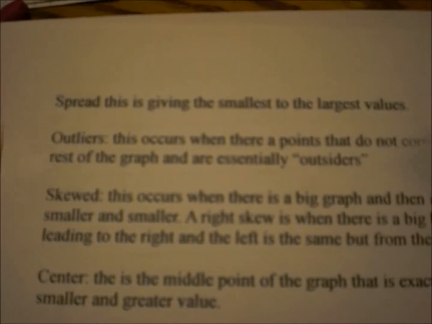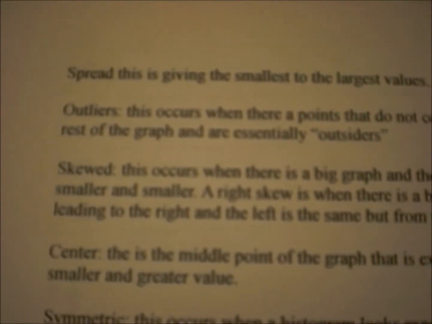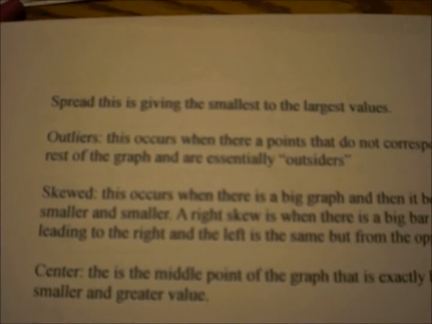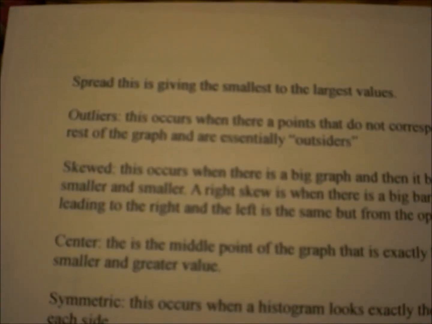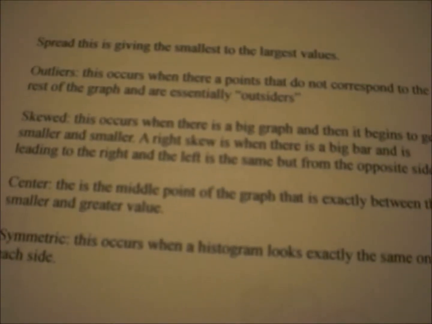Here are some key terms. The spread: this is giving the smallest to largest values. Outliers: this occurs when there is a point that does not correspond to the rest of the graph and is essentially considered an outsider. Skewed: this occurs when there's a big graph that begins to get smaller and smaller.